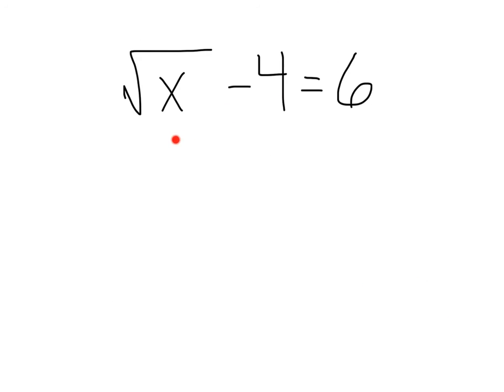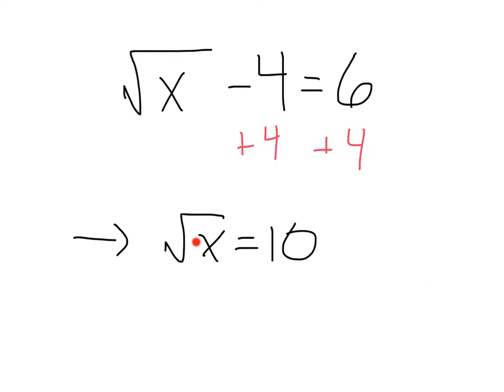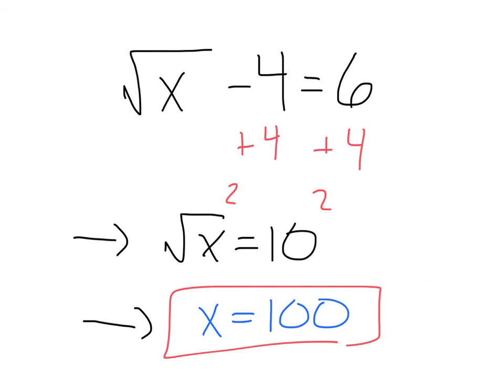Say we had something like square root of x minus 4 equals 6. This time we can actually add 4 to each side first because this negative 4 is outside of the square root. So we need to get this alone first. That'll give us square root of x equals 10. And squaring both sides, we'll get our answer of x equals 100. And if you check that out, we're going to see that it works.